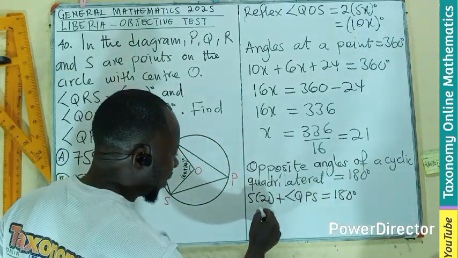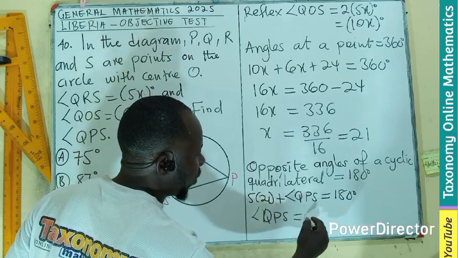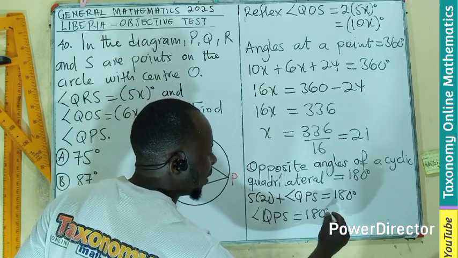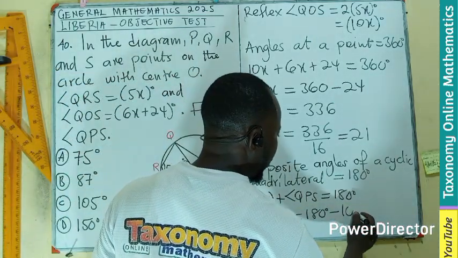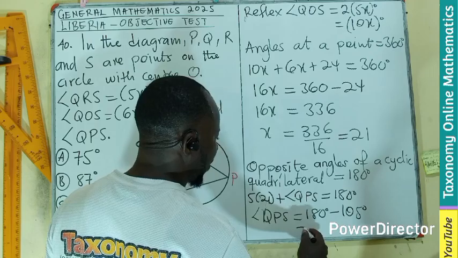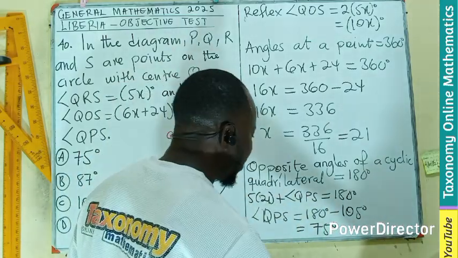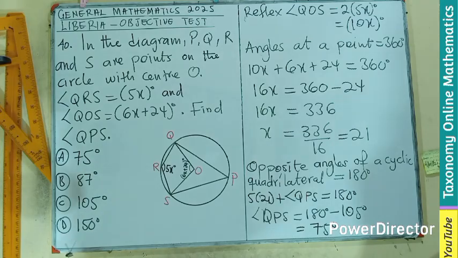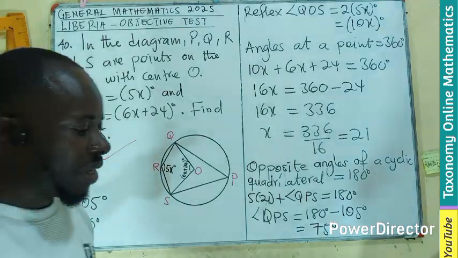So fast forward, the angle QPS will be equal to 180 minus, this will be 105. So if you subtract that, you should be left with only 75 degrees. So let's check the option. I think that will be option A at 75 degrees.